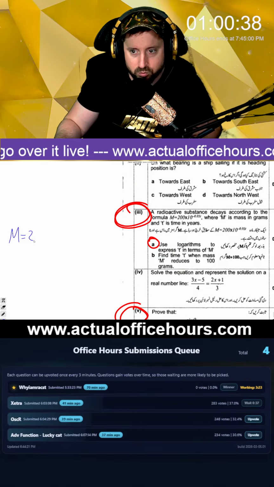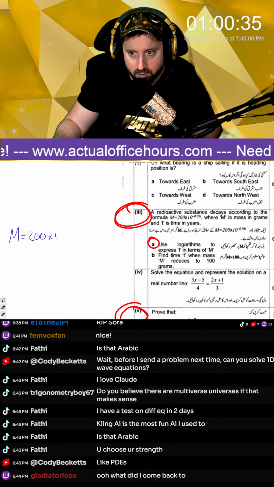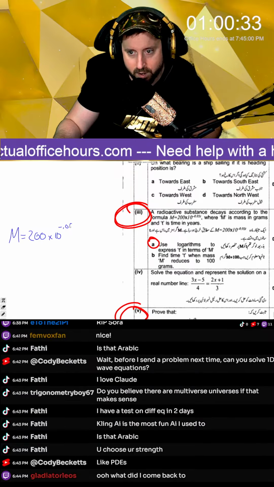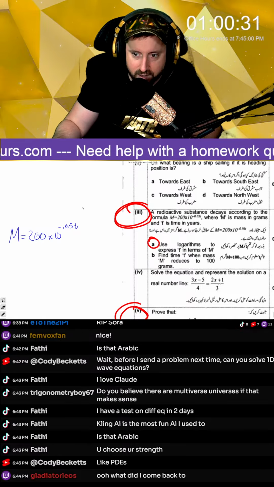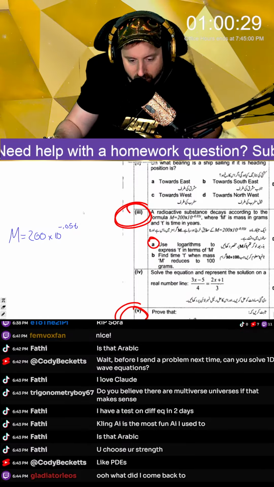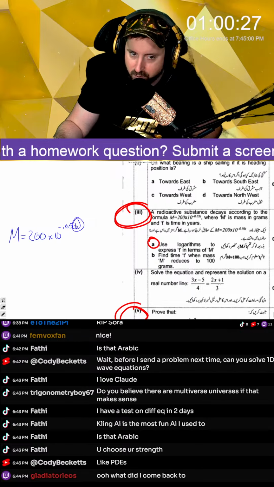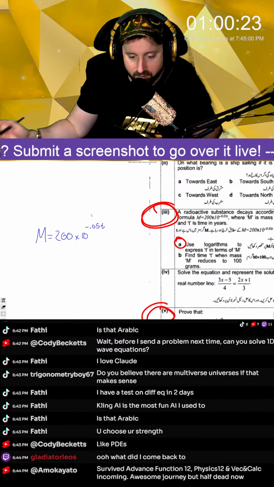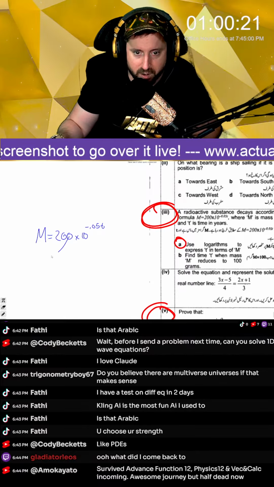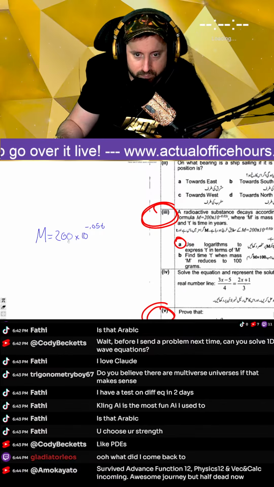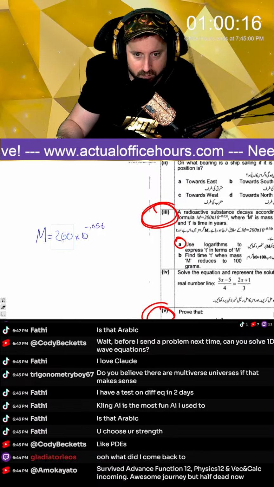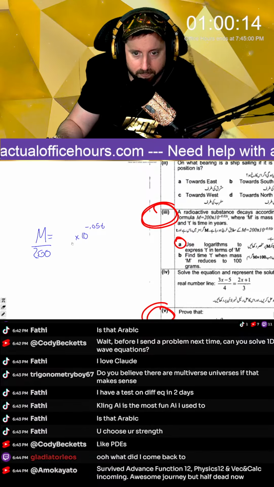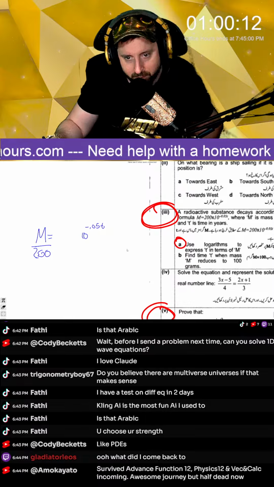M is equal to 200 times 10 to the minus 0.05 T. And you're trying to isolate T. So if the variable you're looking for is up in the exponent, what you're going to want to do is use logarithms. That's how you get things out of exponents. I'm going to first start by dividing this by 200, just because I don't want to see this thing here. It's kind of weird. Just put it over there. So this would be my first step.